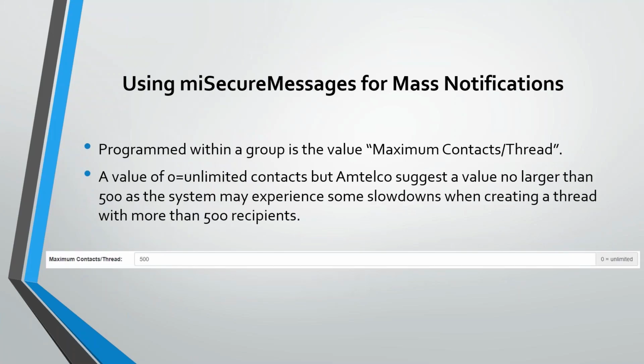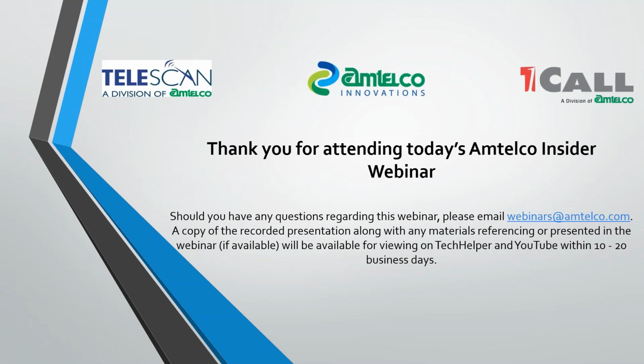Now, where to program this? This will also be within your group settings. You'll find what's called the maximum contacts per thread. A value of 0 within this specifies that it's able to go out to an unlimited amount of people. You can create a message to go out to however many people you want. But we do recommend that you don't go over 500 people, because if you do, we can start experiencing some slowdowns, and it's just not worth going over 500. That's all I have for you today.